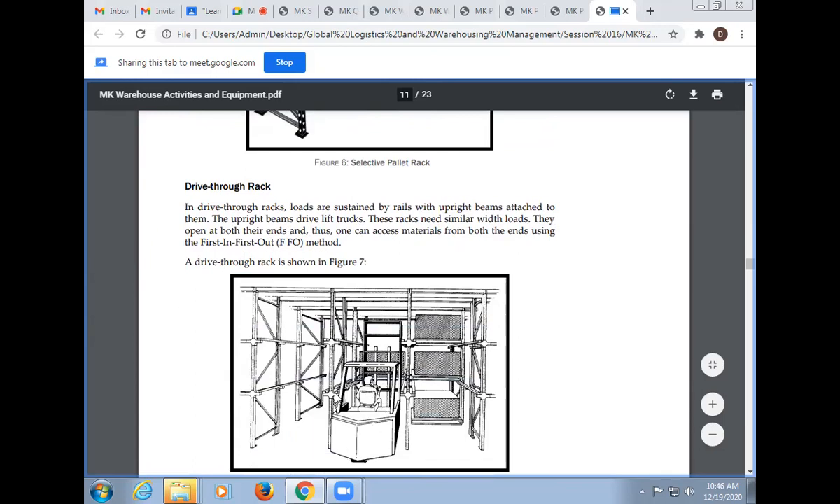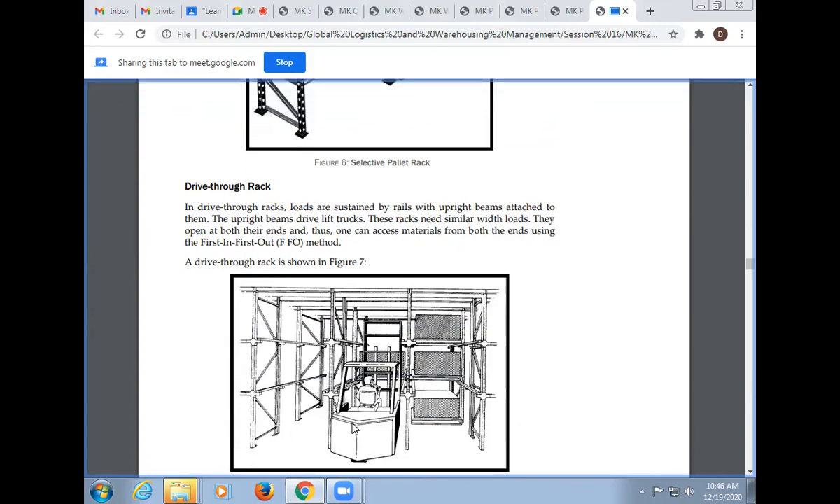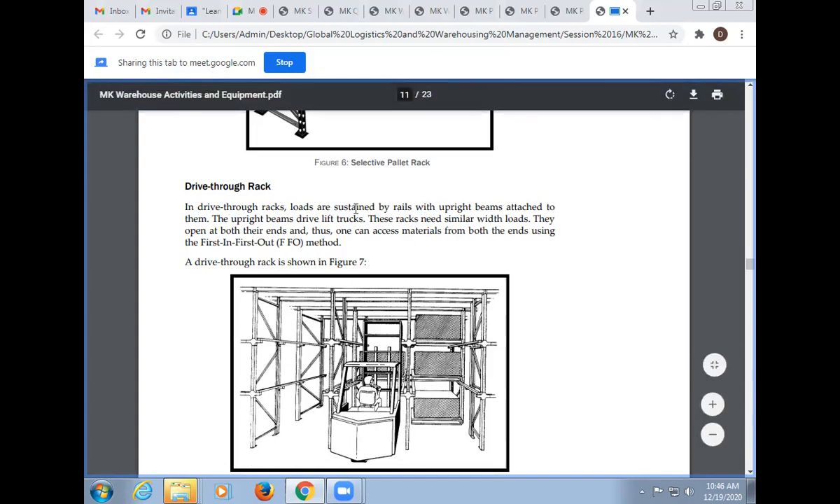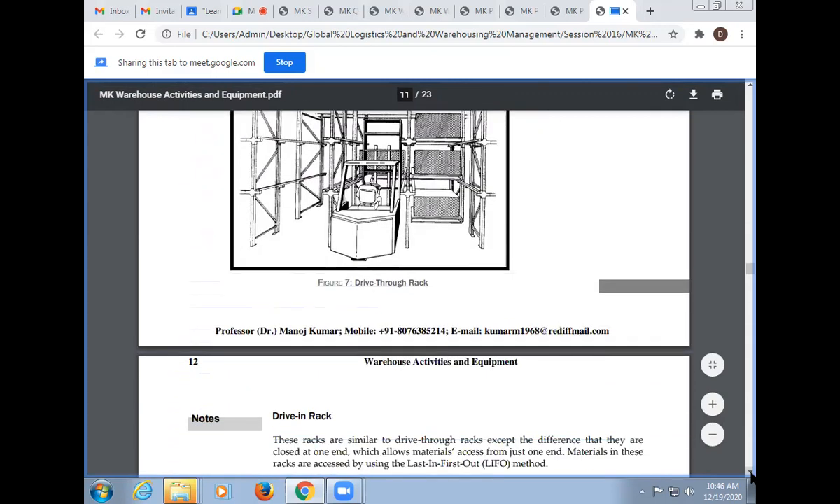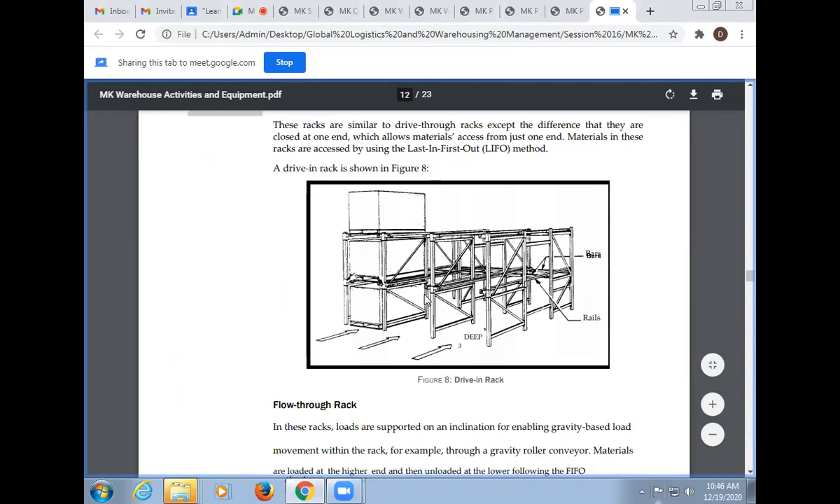The person is sitting here and driving the vehicle there and puts the load in the rack. This is the drive-through rack. Loads are sustained by the rails without upright beams attached to them. This is the drive-in rack.